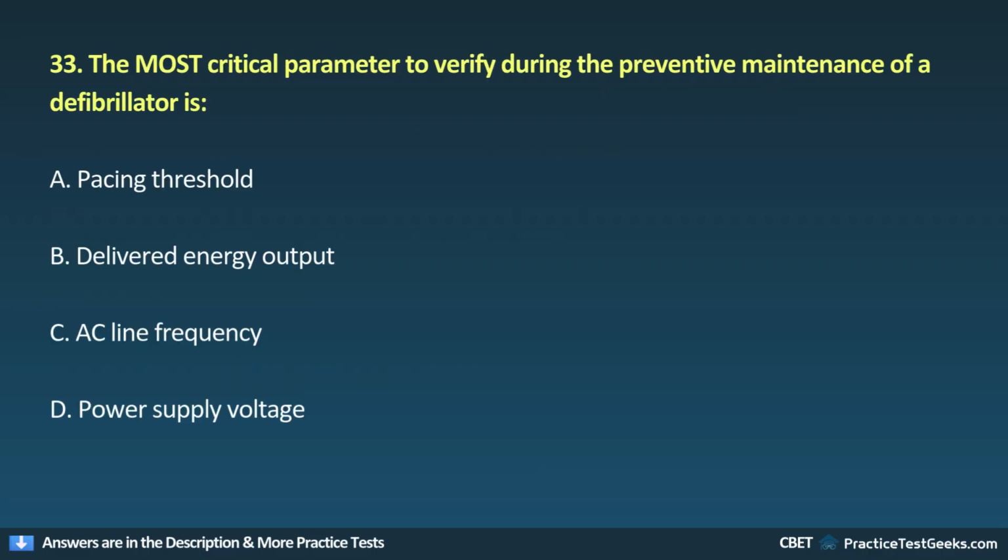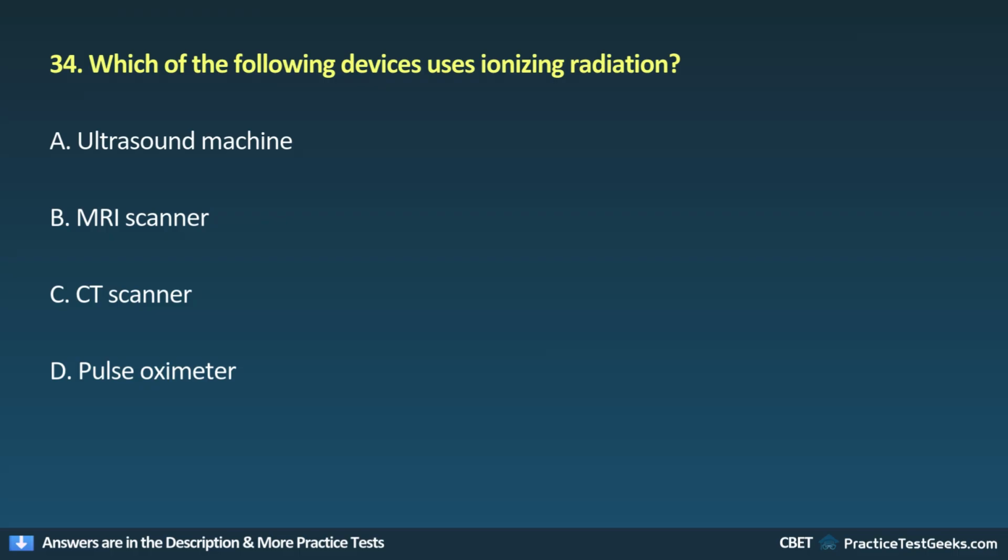33. The most critical parameter to verify during the preventive maintenance of a defibrillator is A. Pacing threshold. B. Delivered energy output. C. AC line frequency. D. Power supply voltage. 34. Which of the following devices uses ionizing radiation? A. Ultrasound machine. B. MRI scanner. C. CT scanner. D. Pulse oximeter.